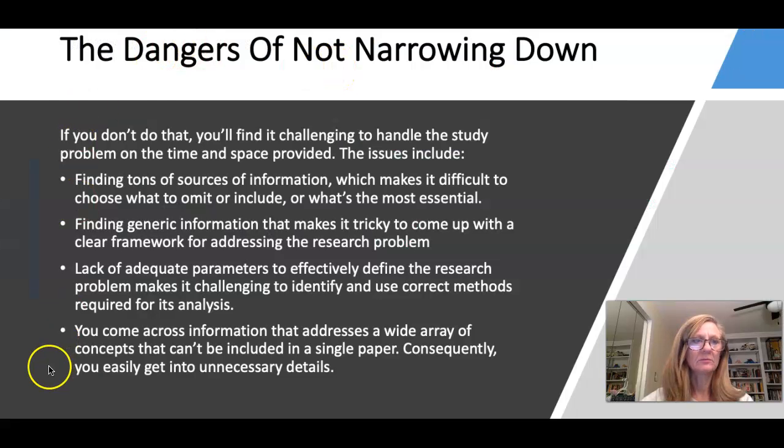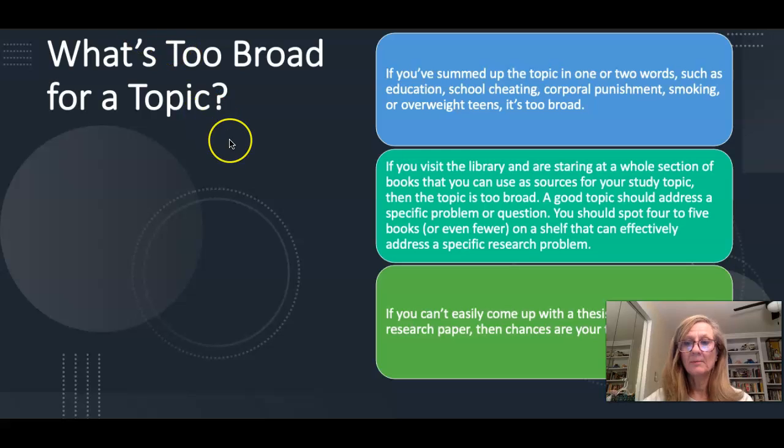I've probably commented on all of the topics you submitted by now, and I might have said your topic was too broad or that you needed to narrow it. I said that to most of you. So what does that mean? If you've summed up your topic in simply 1 or 2 words, such as education or school cheating, or in some cases I saw school bullying, school uniforms, corporal punishment, that's way too broad. You need to find some very specific aspect of that topic that you want to write about.